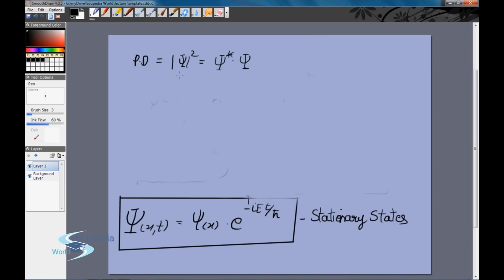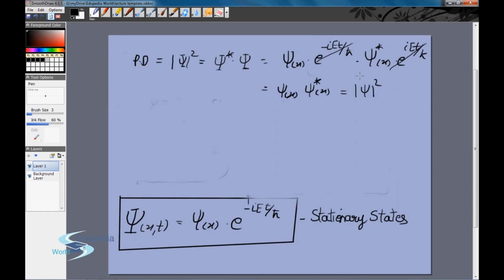Now what is this equal to? When we input this value, it is equal to psi of x times e to the power minus iota Et by h into the complex conjugate, which is psi star of x into e to the power the complex conjugate of this, which is iota Et by h. Now we see that these two terms cancel and we simply get psi of x multiplied by psi star of x. Now this is small psi, which is equal to mod psi squared.